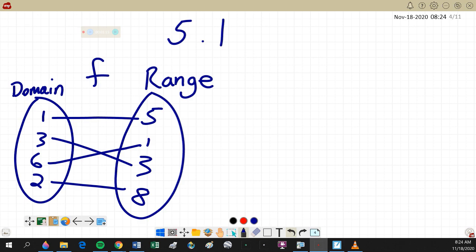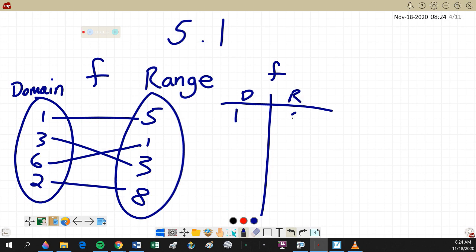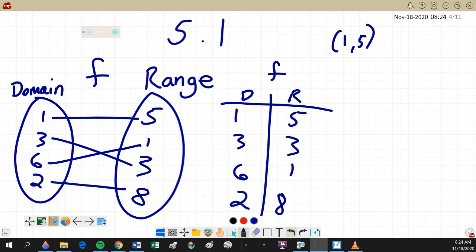You can represent it as a table. So as a table, it would look like this. So this is f. Here's my domain, and here's my range. I would list 1, 5, 3, 3, 6, 1, and 2, 8. It can also be listed as a set of points. So 1, comma 5, 3, comma 3, 6, comma 1, and 2, comma 8.